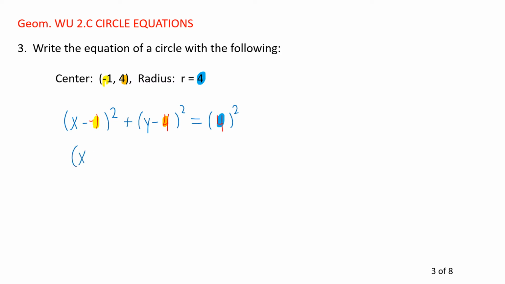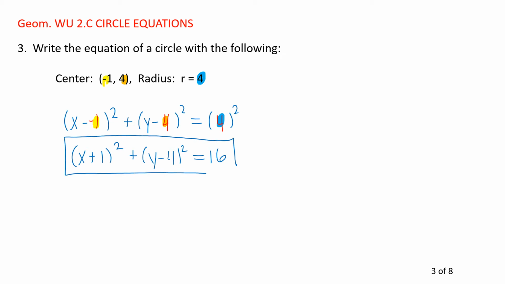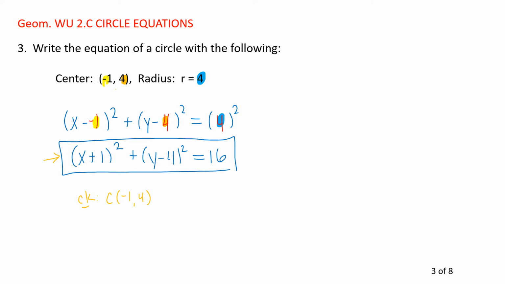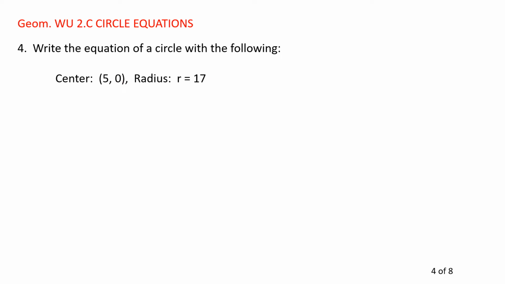So it's x plus 1 squared, y minus 4 squared equals 16. And just to be on the safe side, before you put a box around it, I'm going to check it. This is not necessary, but I think it's helpful if you look at just this. The center of this circle is negative 1, 4. And the radius is the square root of 16, which is 4. I must have done it right.